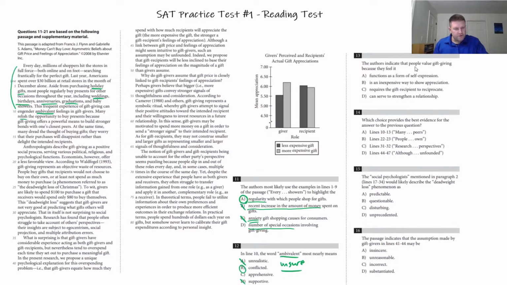Moving on to 13 here. The authors indicate that people value gift giving because they feel it. So a lot of people choose A here. And this is a common sense trap, it's called. Like, it may make sense that gift giving is a form of self-expression, but if the passage didn't discuss it, it's not valid as an answer, okay? So you can chop it for that reason.